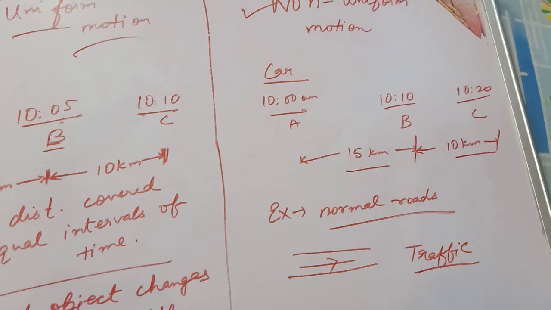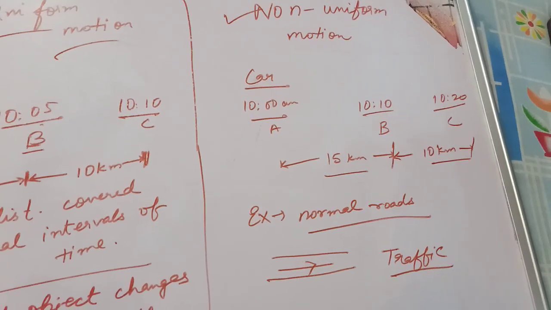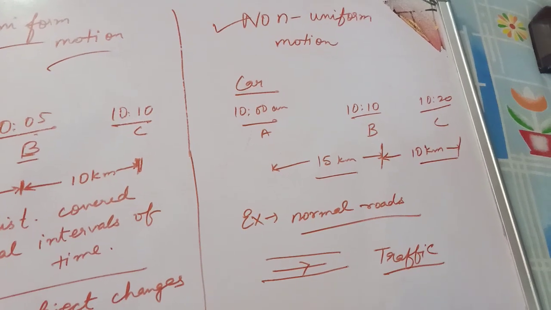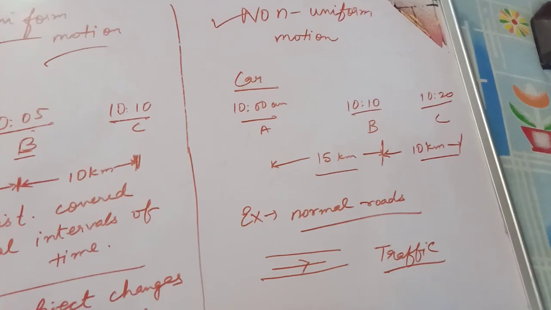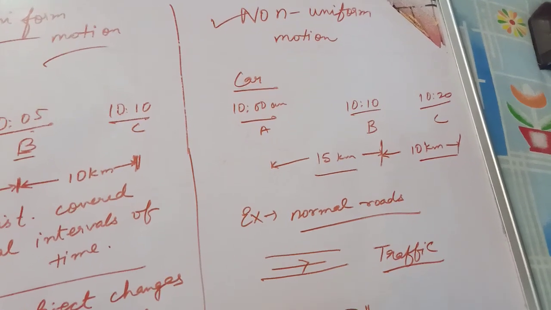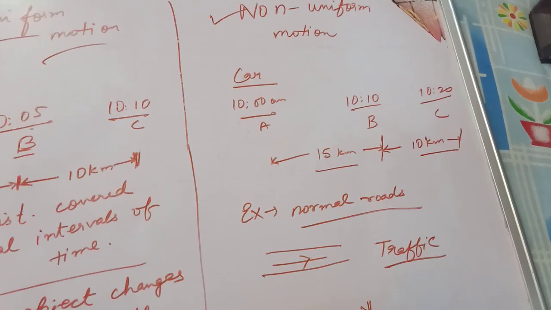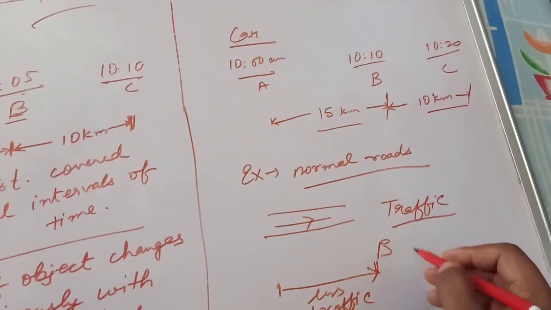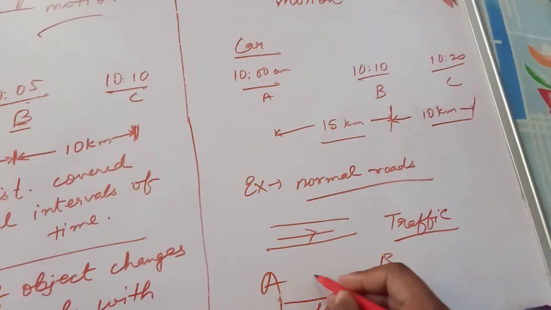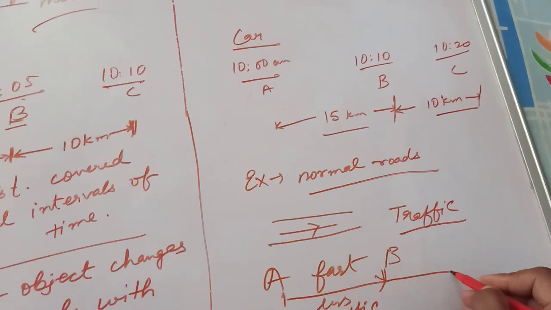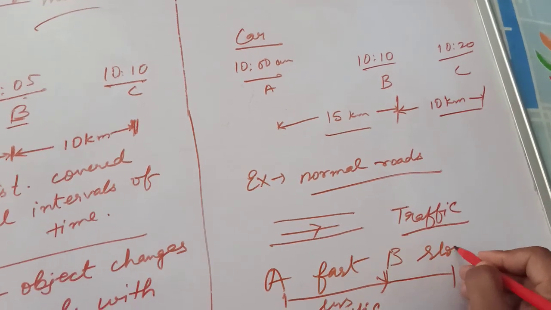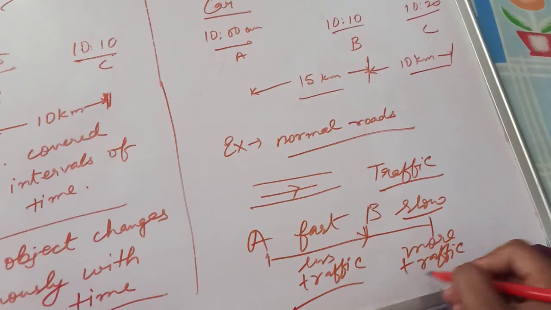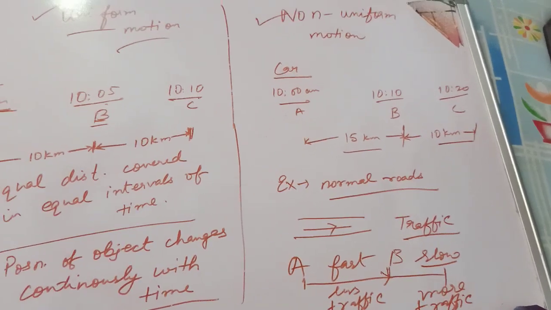So this is the case of non-uniform motion, when the position of the object does not change continuously with time. The change in time is going on, but the change in the position of the object is not continuous. Suppose from A to B it was a very fast change, because of less traffic, but from B to C it moved slow, because of more traffic. So this is the case of non-uniform motion.